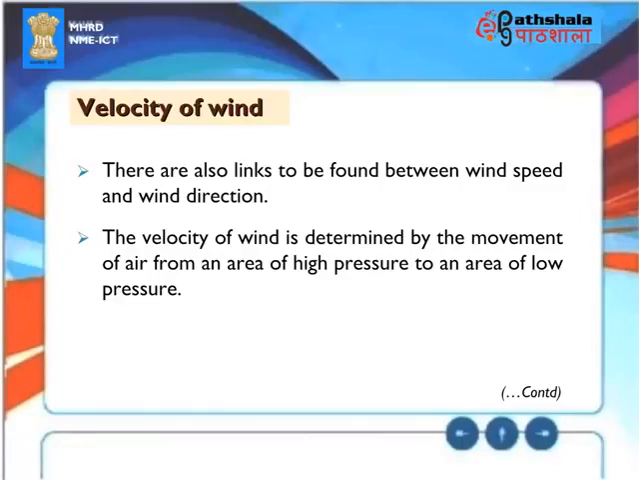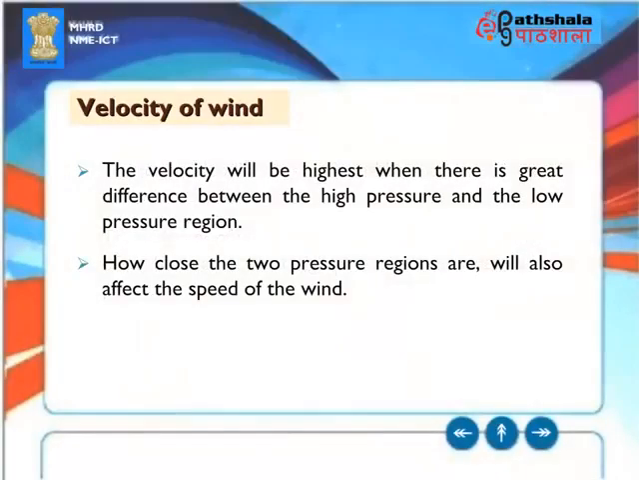The velocity of wind is determined by the movement of air from an area of high pressure to an area of low pressure. The velocity will be highest when there is a great difference between the high pressure and the lower pressure region. How close the two pressure regions are will also affect the speed of the wind.